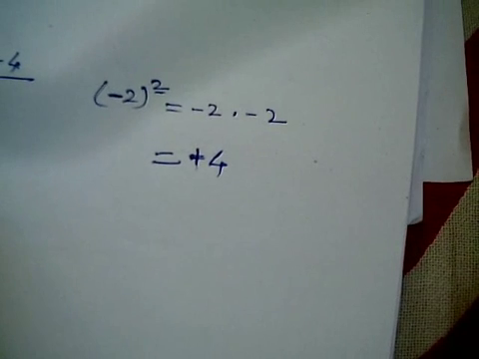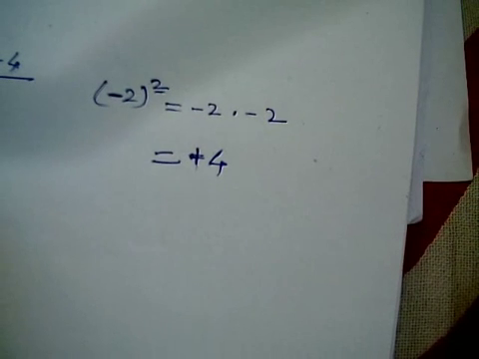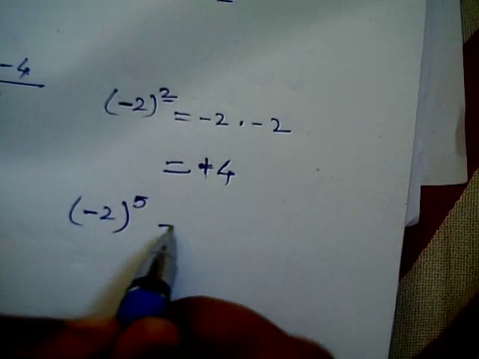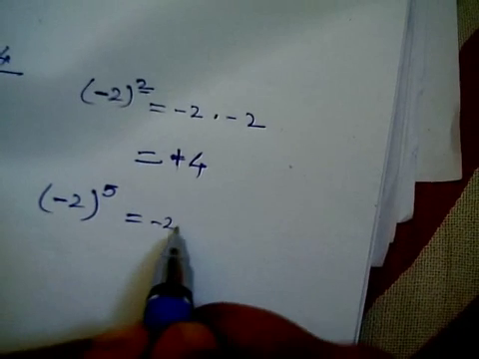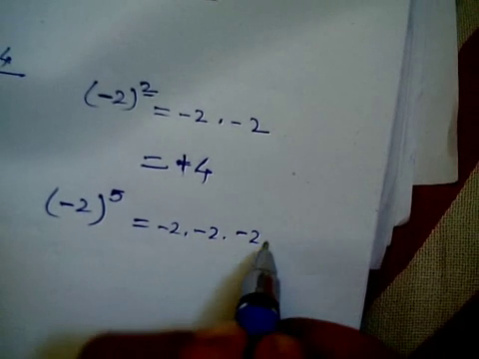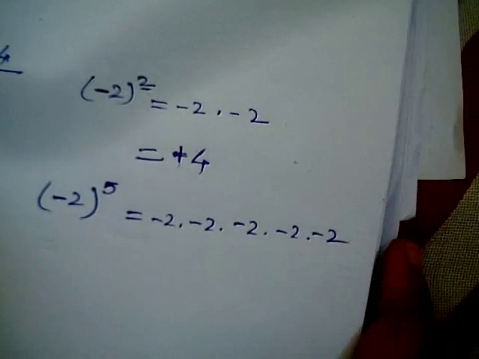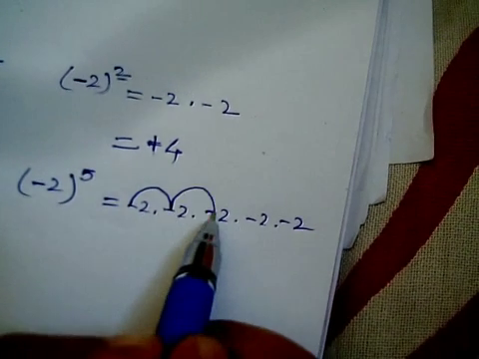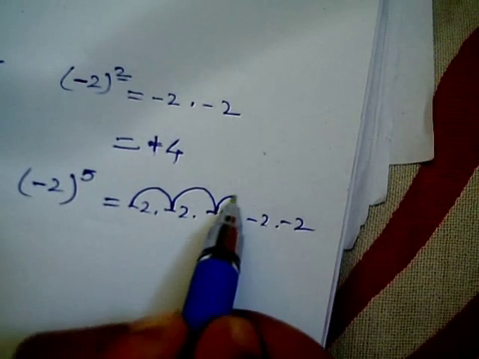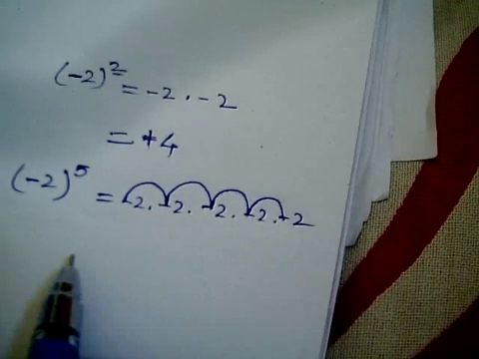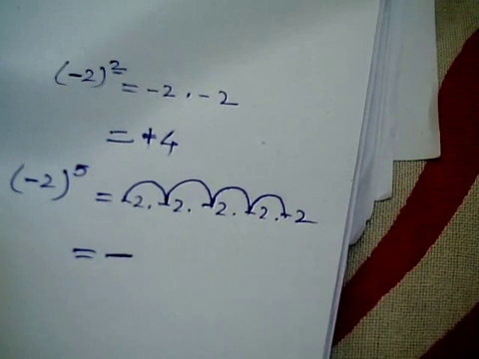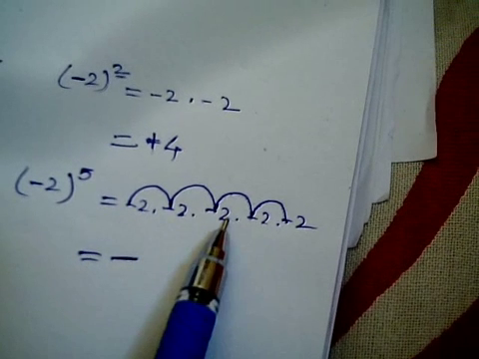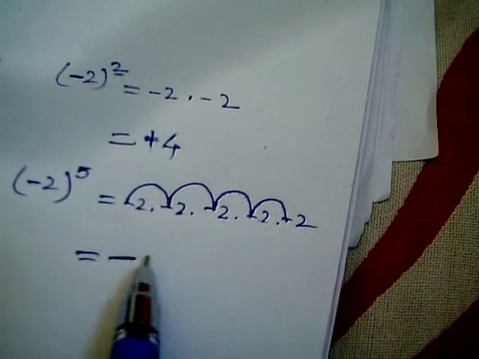If the power is like 5, what I am going to do is multiply negative 2, negative 2, negative 2, negative 2, negative 2, 5 times. See here, negative times negative is positive, and again positive times negative is negative. Negative times negative is positive, and positive times negative is negative. So ultimately the sign is going to be negative. Now I will multiply the 2s: 2 times 2 is 4, times 2 is 8, 8 times 2 is 16, 16 times 2 is 32. So the answer is negative 32. Why? Because here the negative is raised to an odd number power.